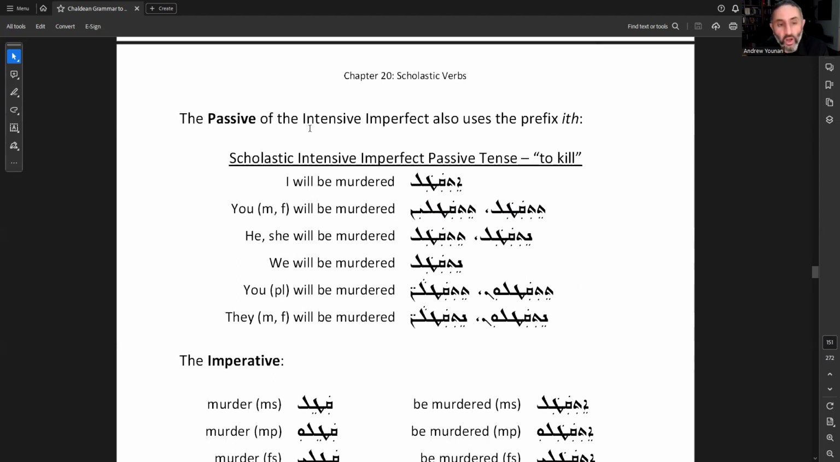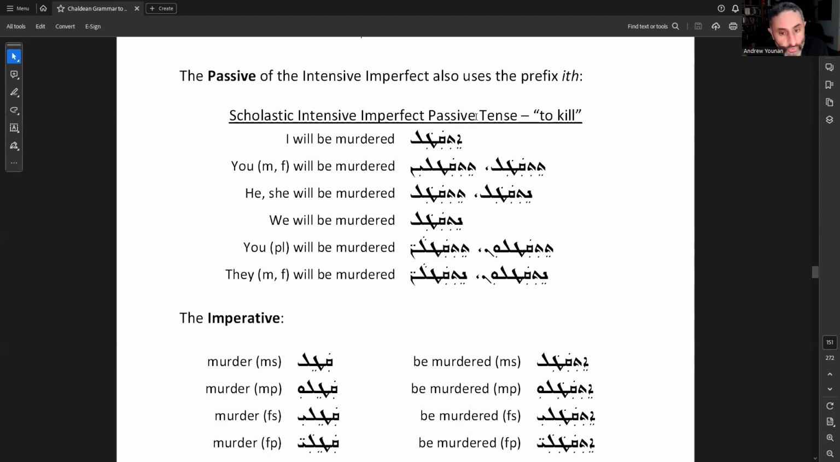The passive of the intensive imperfect, also, it's exactly what you would guess. It's the same ith. So I will be murdered. Ith qattal. You will be murdered. Tith qattal. Tith qatlin. Nith qattal. Tith qattal. Nith qattal. Tith qatlun. Tith qatlan. Nith qatlun. Nith qatlan.